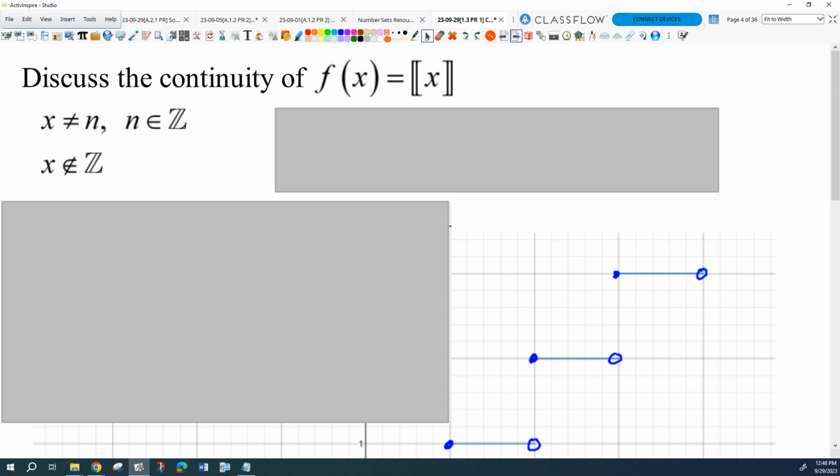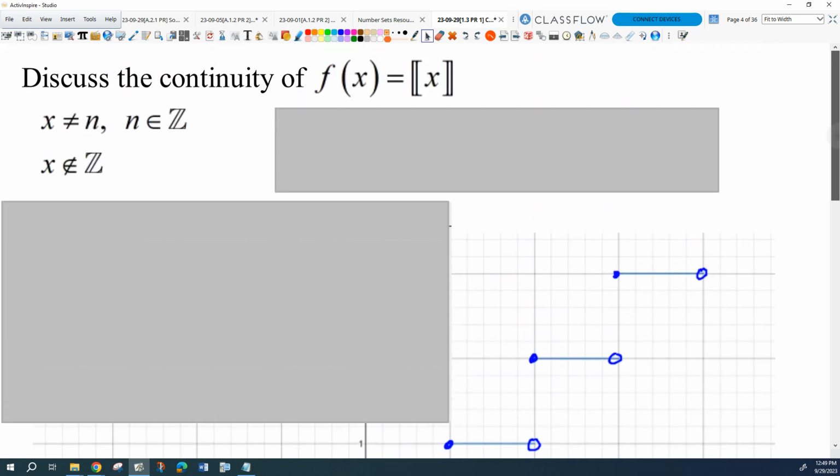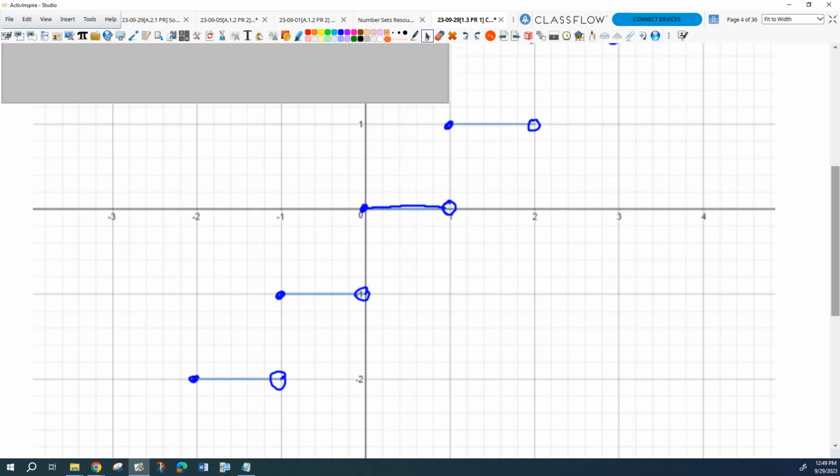Okay, how about this function? So this is a greatest integer function, right? That's all this is. If we look at the graph of a greatest integer function, same thing, by the way, as a floor function, right? That's that stair step. We've already seen this one, right? So it's an infinite stair step. It's discontinuous where? Everywhere. Well, not everywhere.